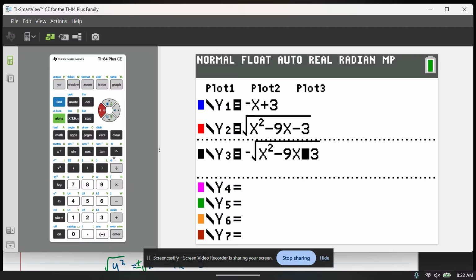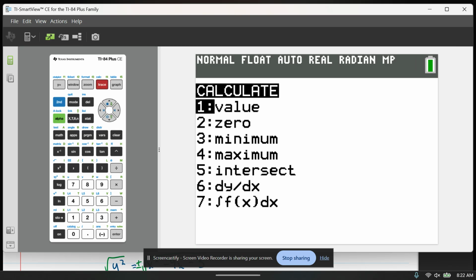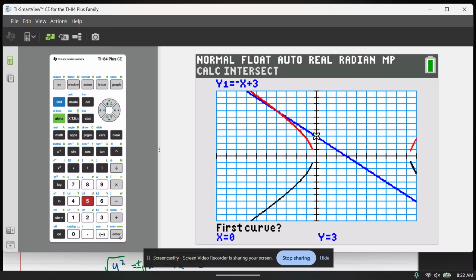Now we'll get it right. There we go. Now here's our line. Almost looks like the same graph. It's just shifted a little bit out of that. Then second trace, intersect. First curve's the line, and then I have to make sure I'm on the second curve.